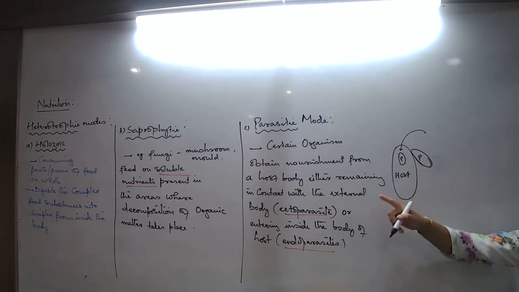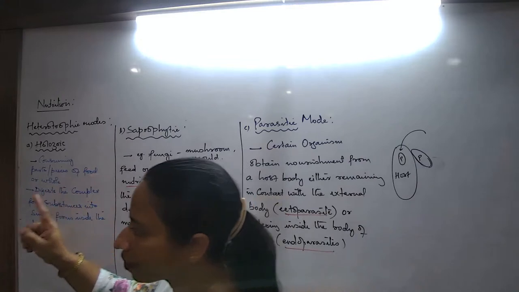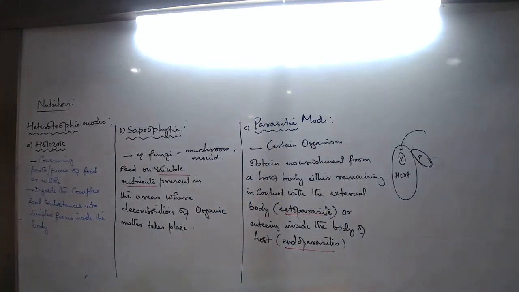So, what is the common thing that you come across between saprophytic and parasitic mode? Mention one common feature and one difference. First of all, let us talk about one common feature. They are taking in soluble nutrients from another environment or organism. They don't have the capacity of digesting any complex nutrients into simpler form. That is the similarity. Then what is the difference?